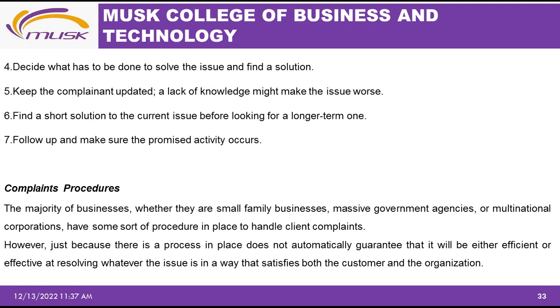Number 5 is keep the complainant updated. A lack of knowledge might make the issue worse. The other one is find a short solution to the current issue before looking for a longer term one. And number 7 is follow up and make sure that the promised activity occurs. So there are those complaints where you have to promise customers that you're going to get back to them. So you need to make sure that you do that follow up and get back to them.